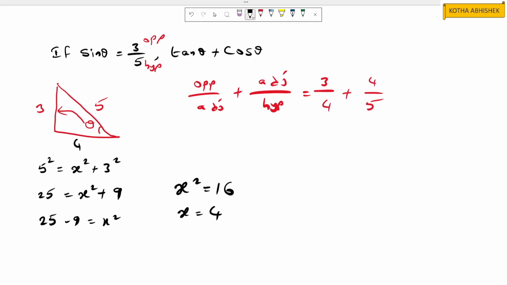Now here both the denominators are different. So you can go with the LCM or cross multiplication. So I am going with the cross multiplication. 3 times 5 is 15 plus 4 times 4 is 16, divided by 4 times 5 is 20, which equals 15 plus 16, 31 divided by 20. So the value of tan theta plus cos theta is 31 divided by 20.